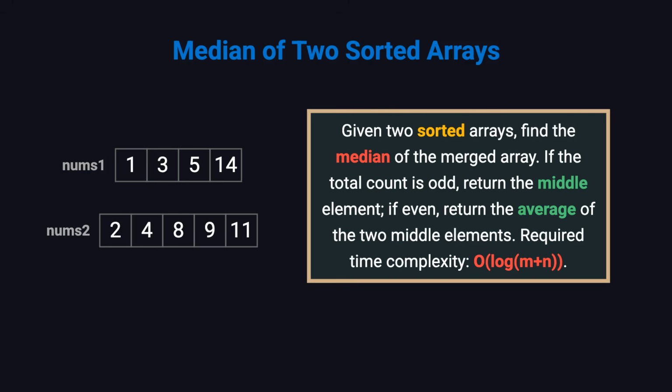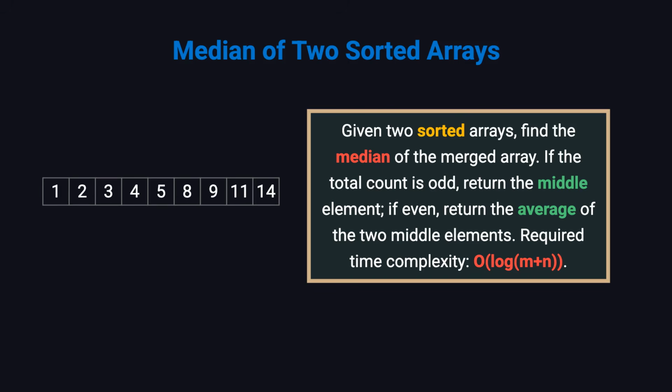It's the middle value when you line up all the numbers in order. If the total count is even, you take the average of the two middle numbers. For example, say nums1 is 1, 3, 5, 14, and nums2 is 2, 4, 8, 9, 11. After merging, as shown on screen, we get 9 numbers total. The one right in the middle is 5, so that's our median. Now if the total count is even, say we remove the 14, the two middle numbers become 4 and 5, giving us a median of 4.5.